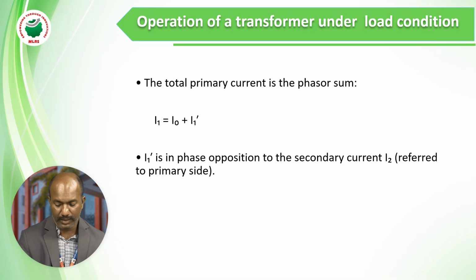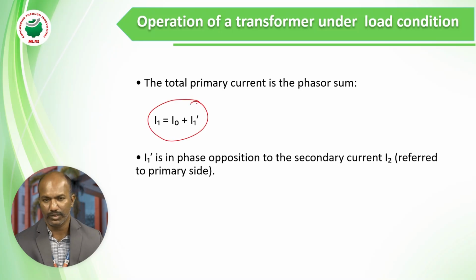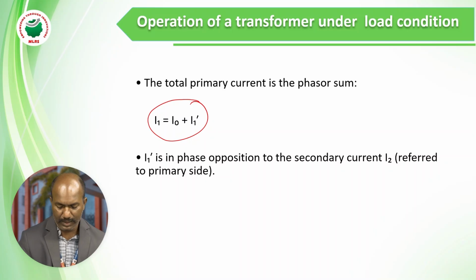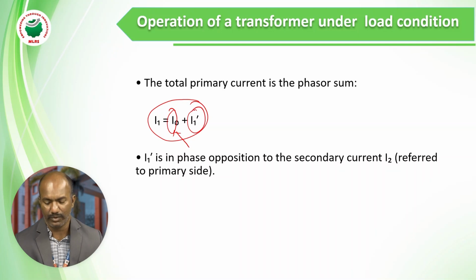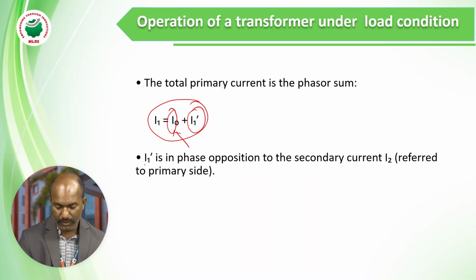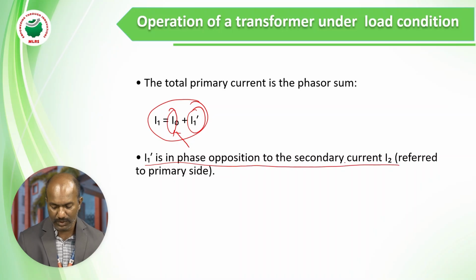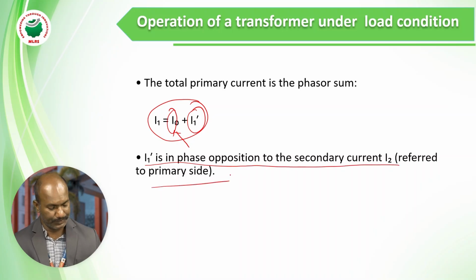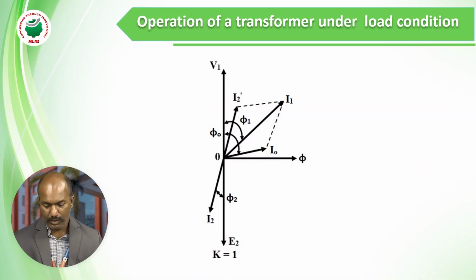So the total current in the phasor sum is I1 equals I0 plus I1 dash. When the transformer is connected to no load or load, the current I0 remains the same. The additional current is I1 dash because of the load connection. I1 dash is in phase opposition to the secondary current. This is the operation of a transformer, and next the phasor diagram of a transformer under load condition.